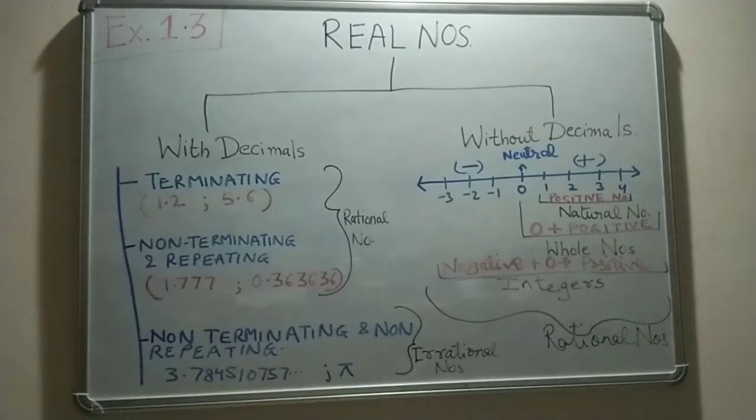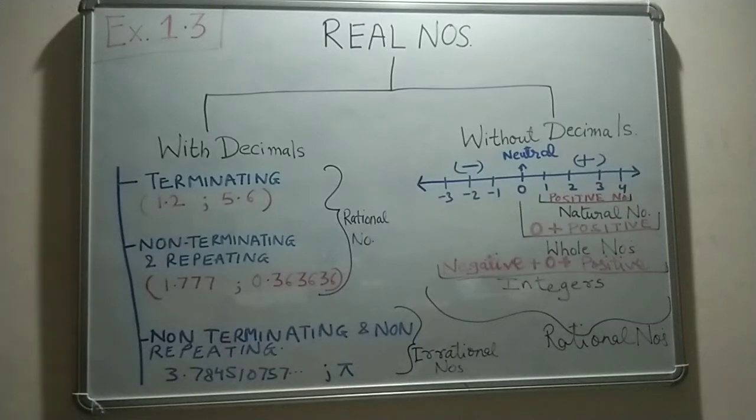In our previous lectures, I have explained exercise 1.1 and exercise 1.2 of Number System, as well as their solutions. So in this class, I'm going to explain exercise 1.3 of Number System. This whole exercise is based on real numbers. So the question arises, what is a real number?